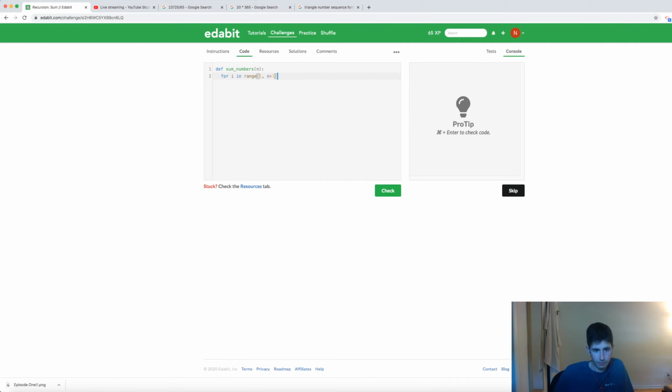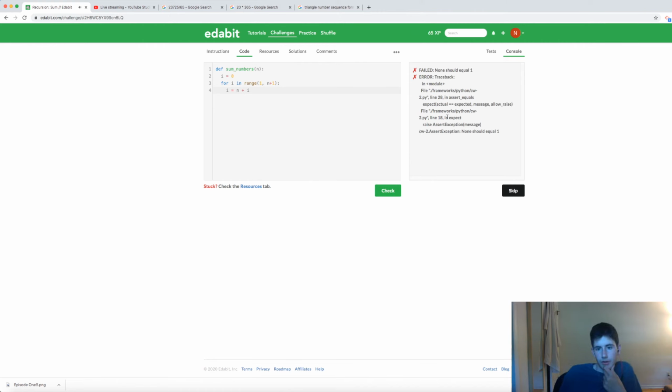We'll do for i in range. We'll say i equals 0. We will say i equals n plus 1. I'm not sure if this is exactly going to work. Oh, n plus i. My bad. Let's see if this works. It's probably going to tell me that the runtime is too long. None should equal 1.